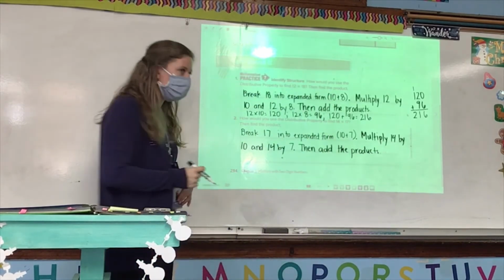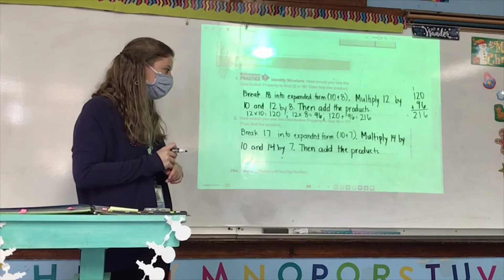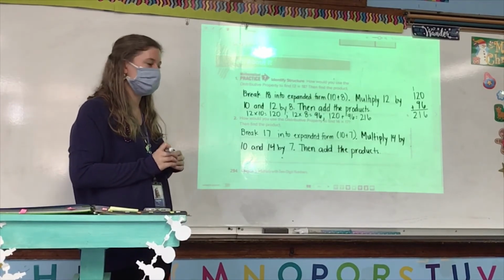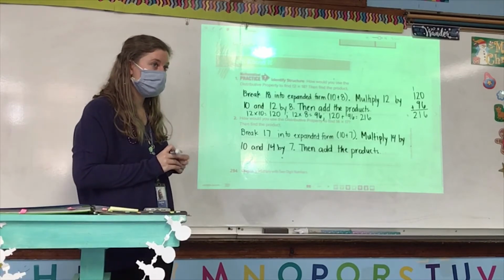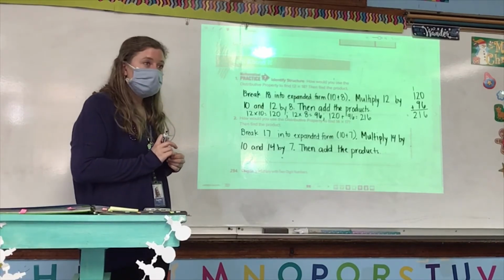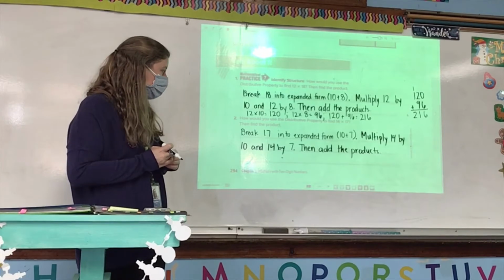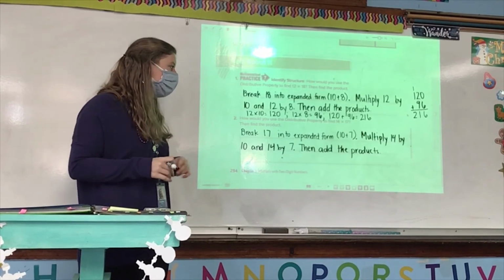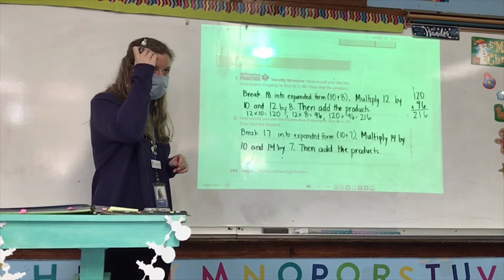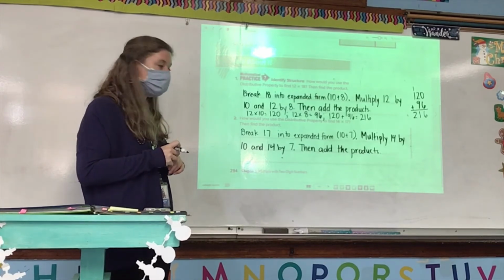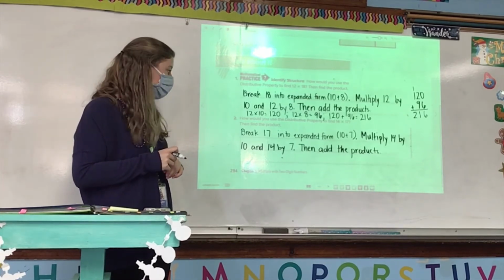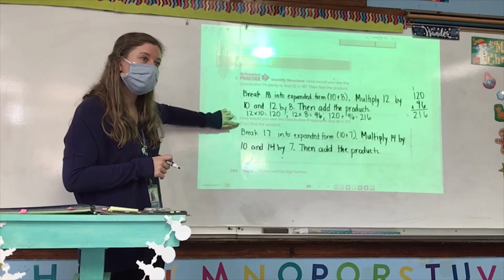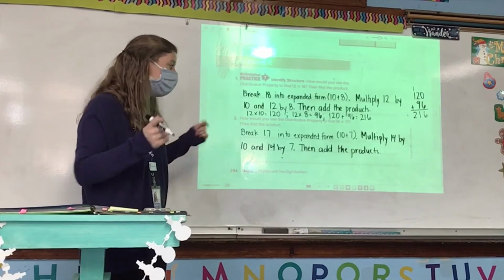So, are we done? No, because what does it tell us to do after we say how we would use the distributive property? In the problem for number 2, after we tell how to use the distributive property, what do we have to do? So, what does it tell us to do? Then find the product. We have to find it.